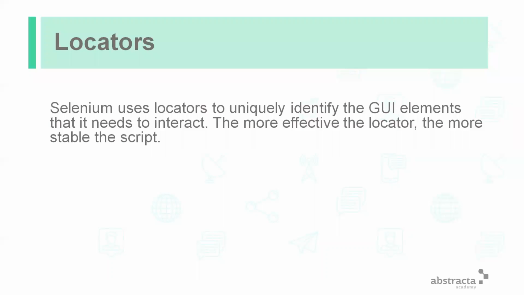So the more effective the locator we find and we use, the more stable the script will be, right? So what is a web element? A web element is an HTML element representation, right? Like a button or a drop down, a radio button, a text field, right? And Selenium needs to interact with them, interact with those buttons, radio buttons, text fields. So a web element represents an HTML element.